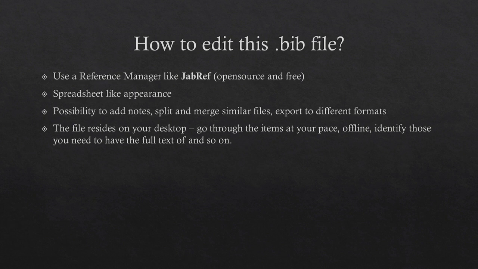And how do we edit these bib files so that we can mix and match, combine, etc.? We always need a reference manager, and I would suggest JabRef because it is open source and free, and it has a spreadsheet-like appearance. JabRef gives you the possibility to add notes, split and merge different files, and export to different formats. What is more important is that these files reside on your desktop, which means that you can go through these items at your own pace, offline, and identify those among these papers where you want to read the full text.